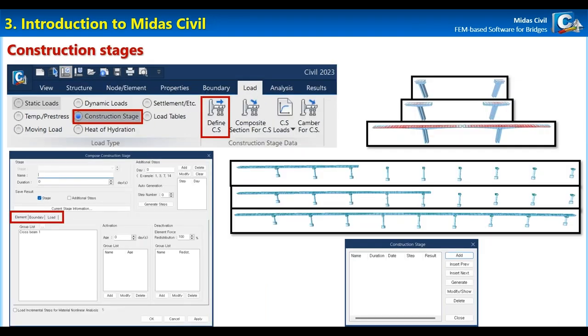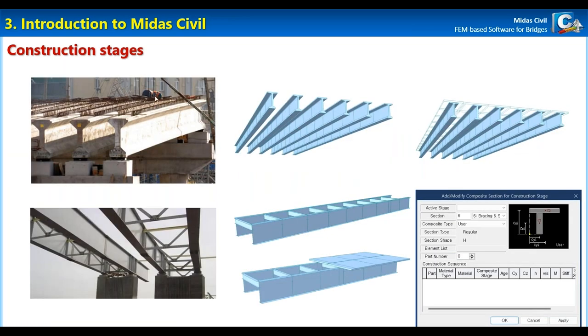This is about the construction stages. In Midas Civil, we also care about the construction stage. As you are constructing your structure, at every stage you have the applied load, and they are different. So you need to take care of those variations of loading at each stage until the completion of your work. So Midas also supports those stages correctly until you finish your construction. This is an example showing the picture of the construction stage in Midas Civil.